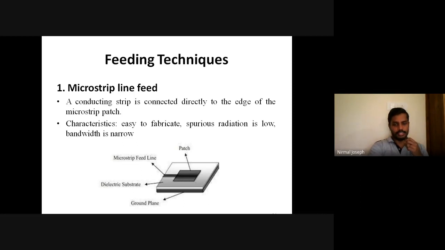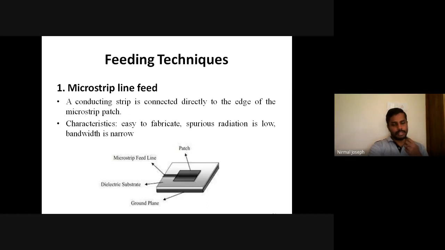This is the patch antenna, shown as the patch. For this antenna, we are giving the feed directly through a microstrip feed line. It will have a ground plate, and on the ground plate the dielectric substrate will be there. And the patch antenna, as we already saw, will be photo-etched above this substrate. So this is the patch antenna, and this is the microstrip feed line.